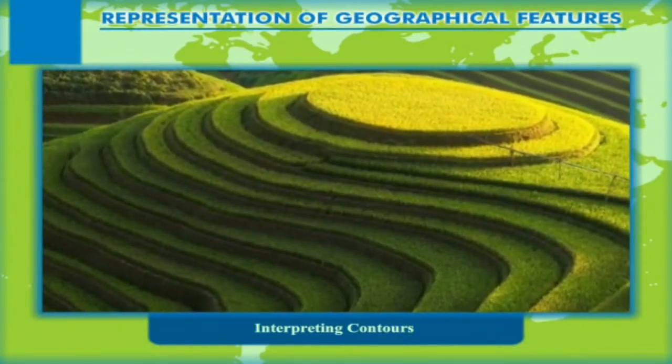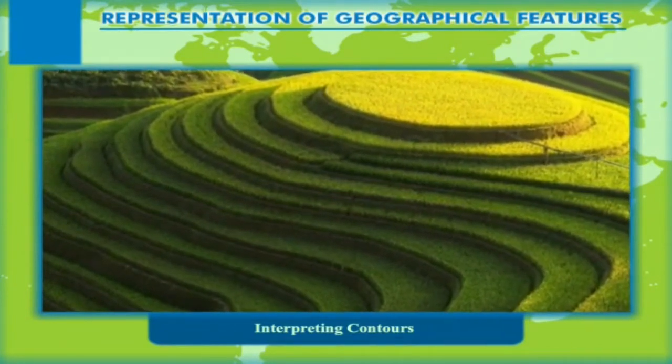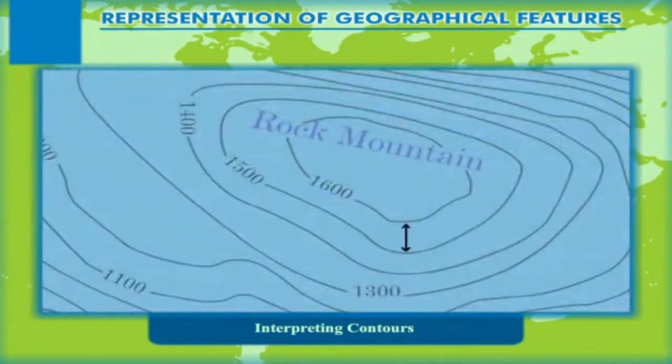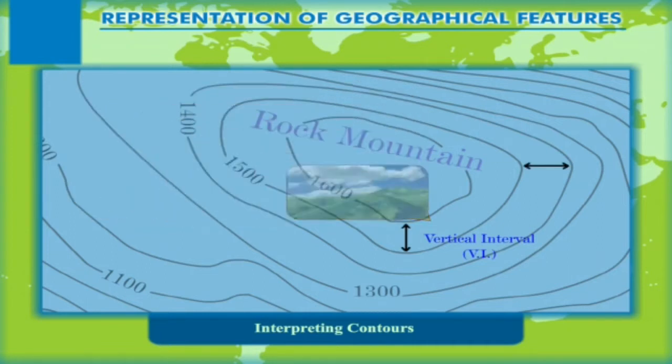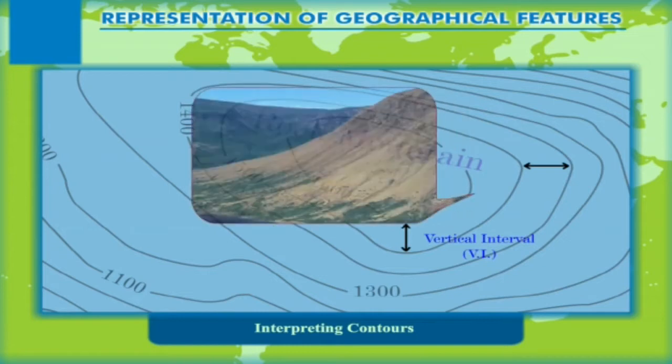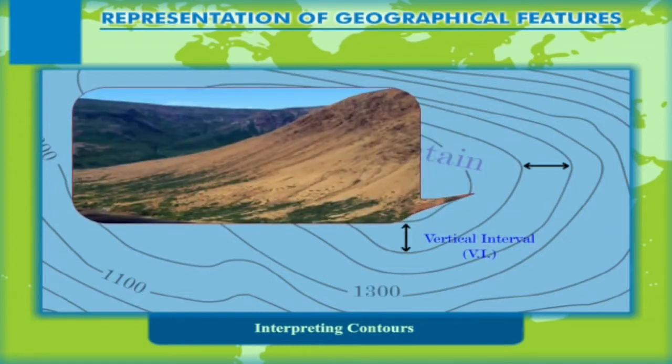The difference between the values of any two successive contours is known as the contour interval or the vertical interval or VI. The vertical interval is usually constant on a map. The horizontal distance between any two contours depends upon the slope of the land. The horizontal distance is called the horizontal equivalent or HE.